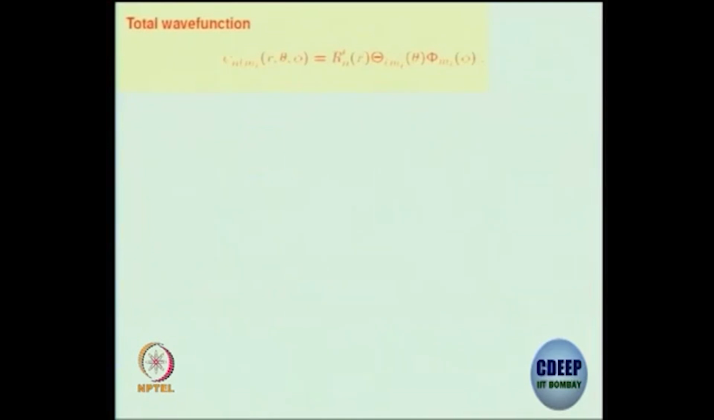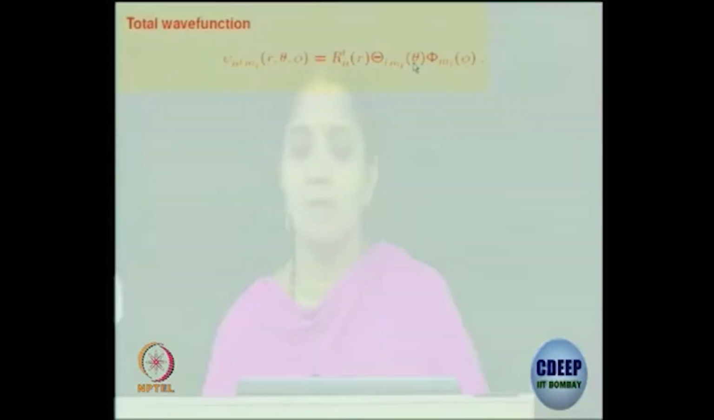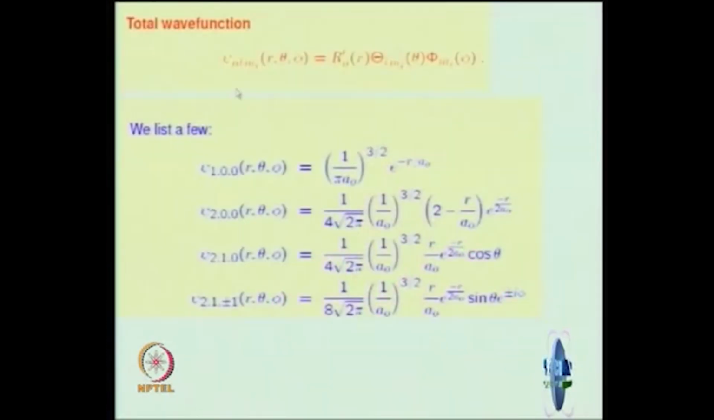So formally, the hydrogen atom wave function can be written now with 3 quantum numbers, ml from the phi variable differential equation, and then L and ml together are going to be showing up in the theta part of the wave function, and then we have this principal quantum number and the azimuthal quantum number showing up in the radial part of the wave function. So you can list a few of them.